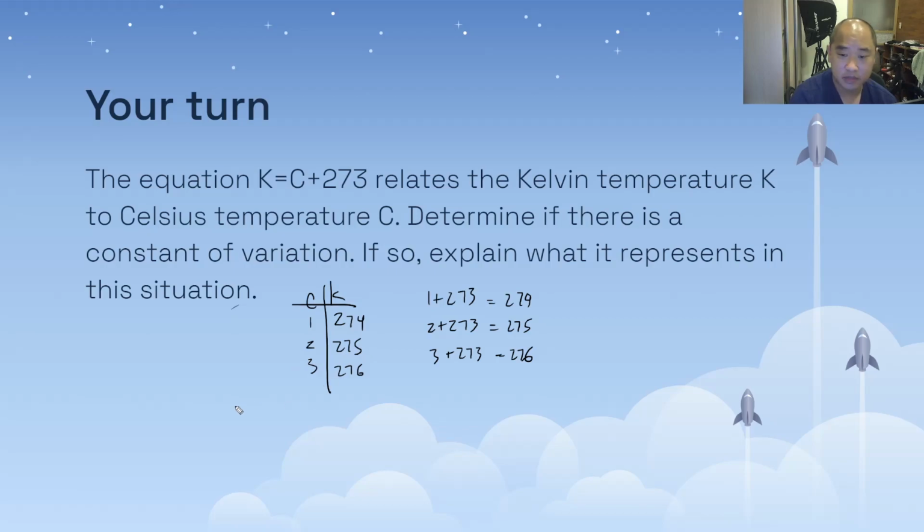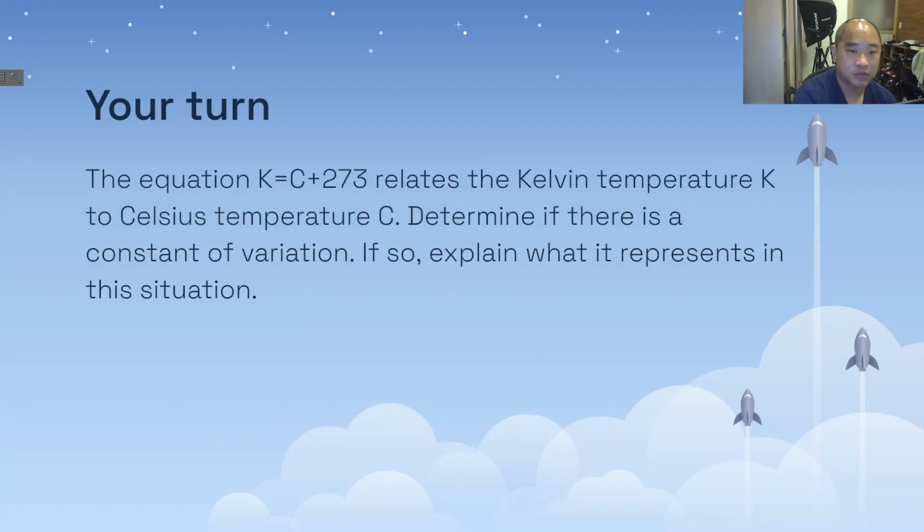And as you can see, these do not equal each other. 274 over 1 does not equal 275.7 over 2. And so, yeah, not a constant of variation, so we don't have to explain what it means.